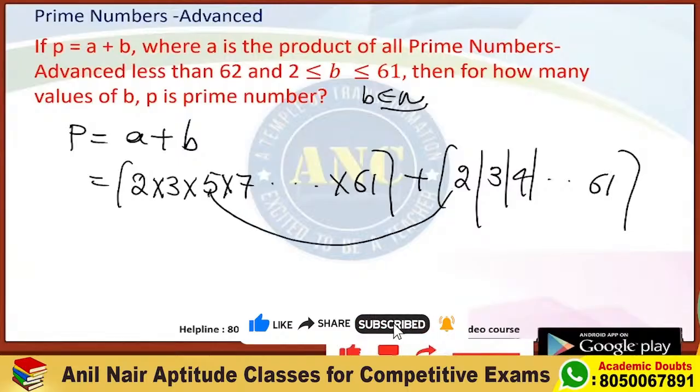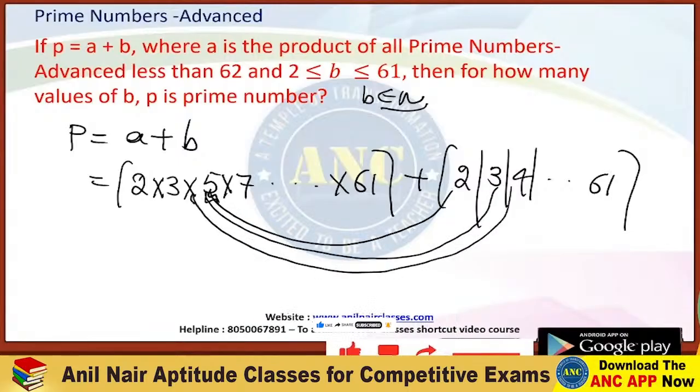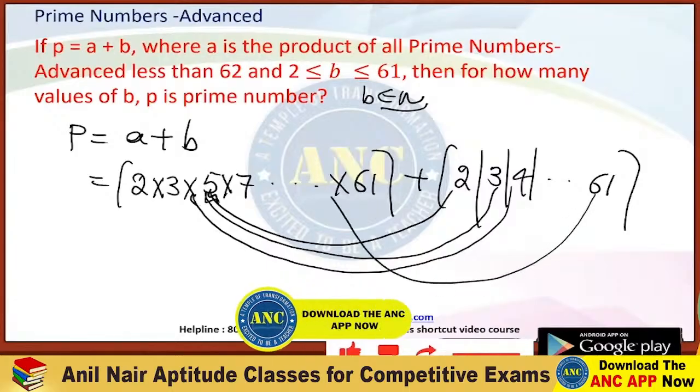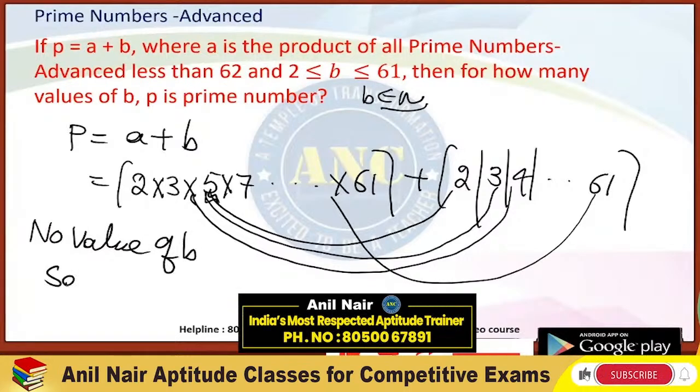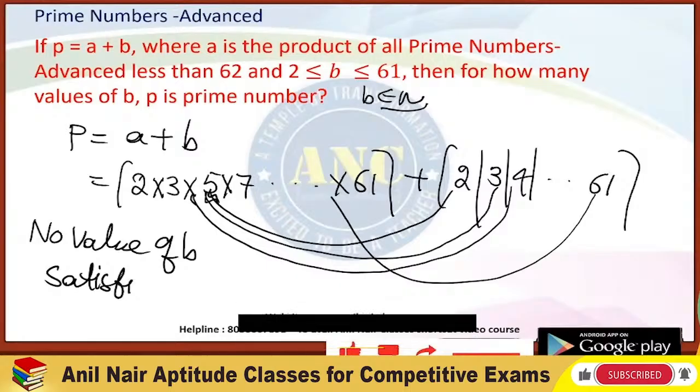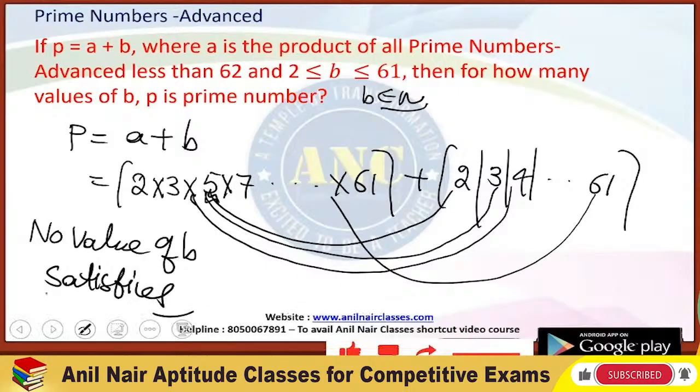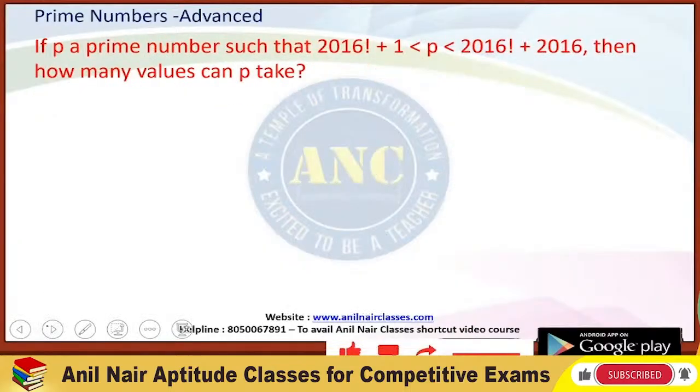2 is a part of this number. 3 is a part of this number. Factors of 4 are a part of this number. 61 is a part of the number. No value of B satisfies this equation. Various models is what we are looking at in prime numbers.